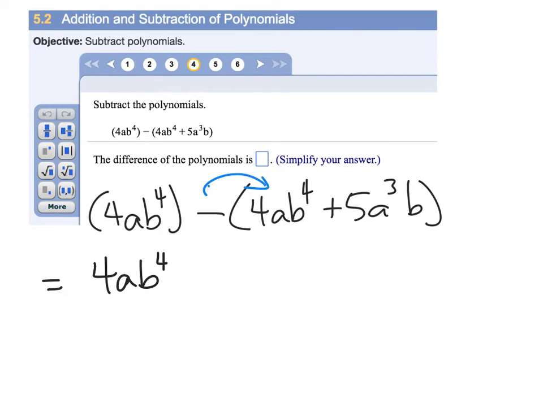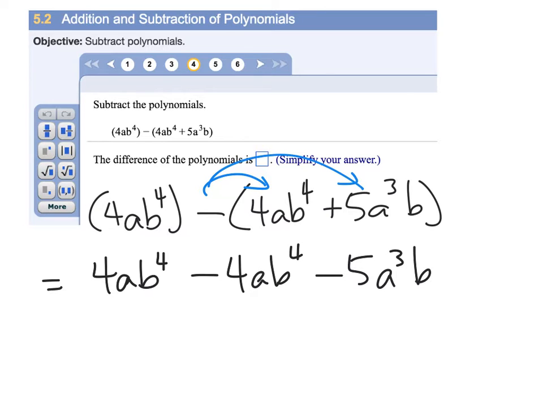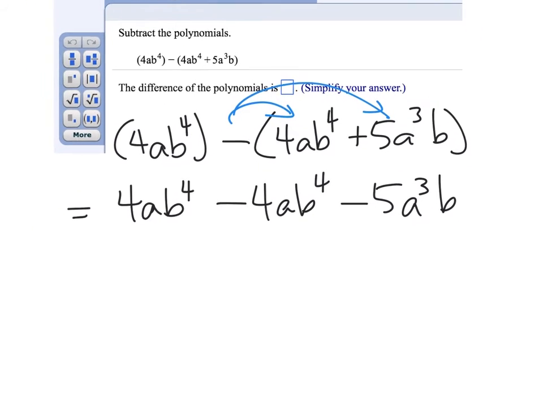And then we have to distribute the negative. So this becomes minus 4ab to the fourth minus 5a cubed b. You might need to pause to understand what I just did there.